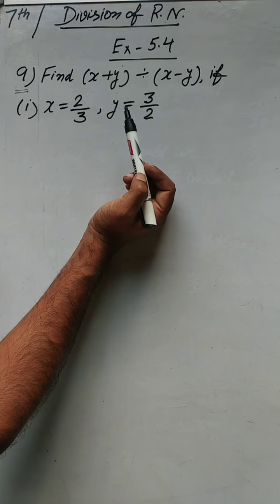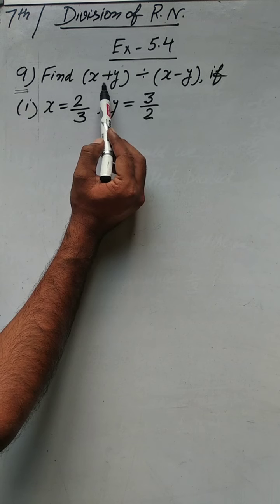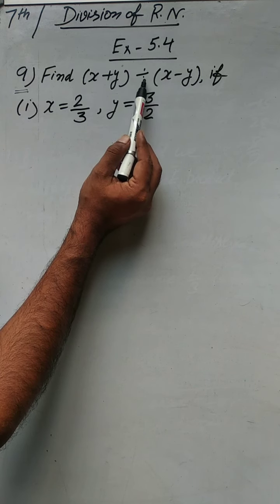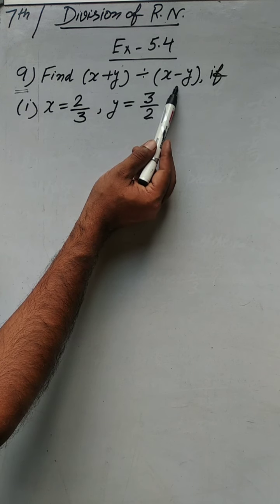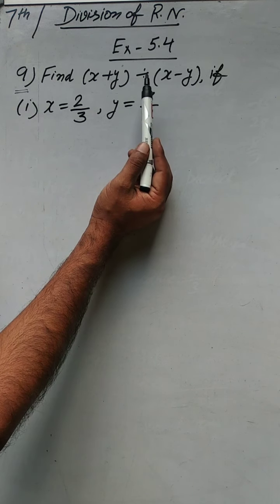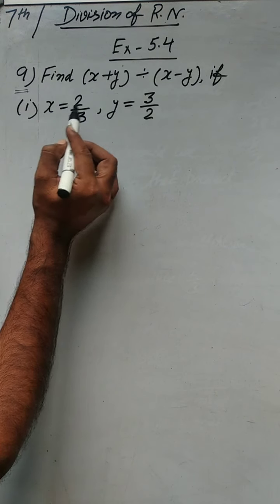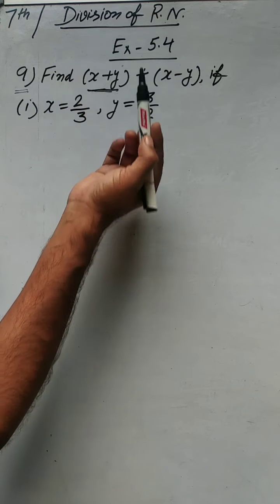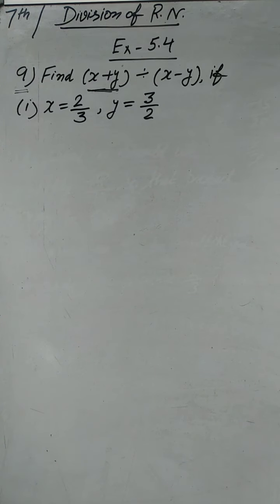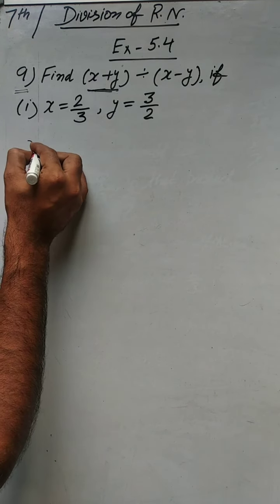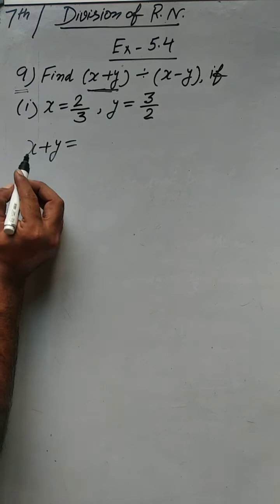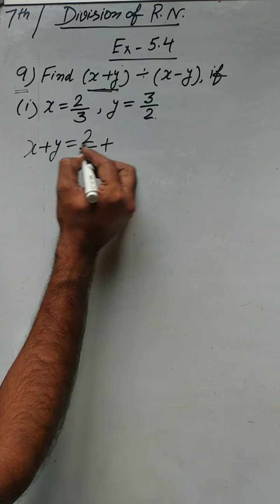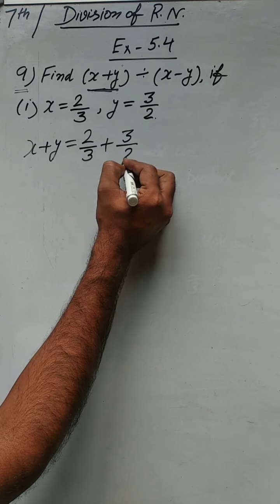X and y are given. There are three operations: plus, division, and minus, subtraction. Okay. So one by one, beta, x is given. First of all, I will find x plus y. You know very well how to add the rational numbers. X plus y. Fill the value, beta. X is equal to 2 upon 3. Y is equal to 3 upon 2.